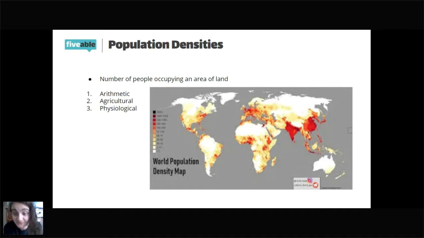Yes, that's right, Sarah. Arithmetic is people per area, and agricultural is farmers per arable land. And then physiological, yes, people per arable land. Good job, Sarah. We will review that too, and then we will talk about what that tells us about the resources, the development level of the country, and the stress people are putting on the environment in that region.